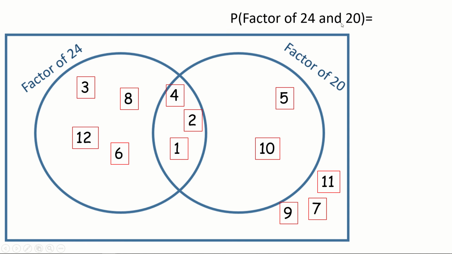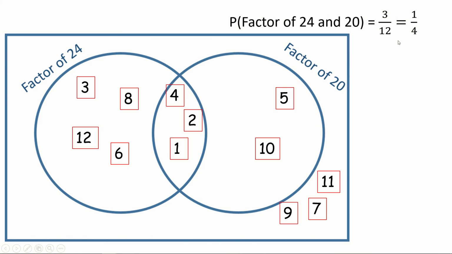Factors of 24 and 20, so both of them. So that's the bit in the center. You've got these three options, so 3 options out of 12. That's 3 out of 12, which simplifies to 1/4.